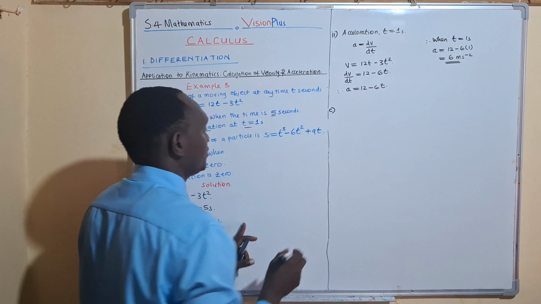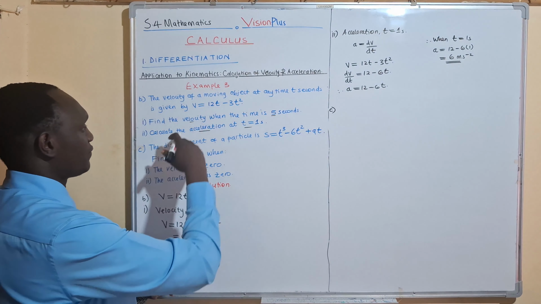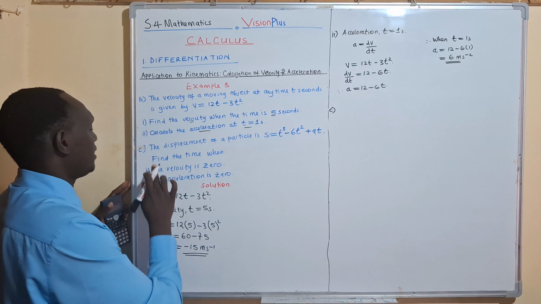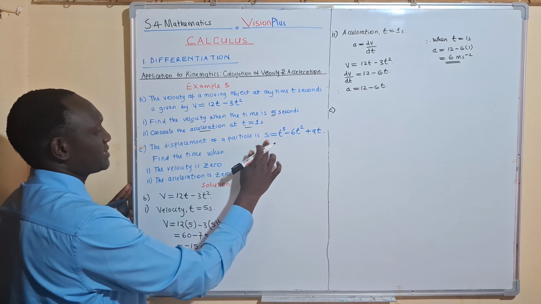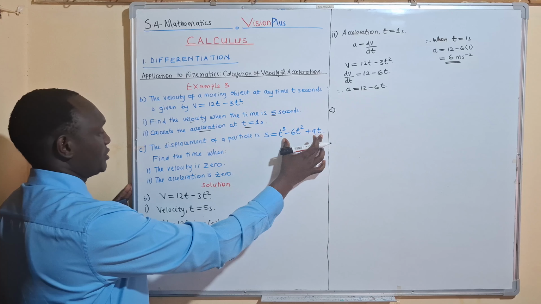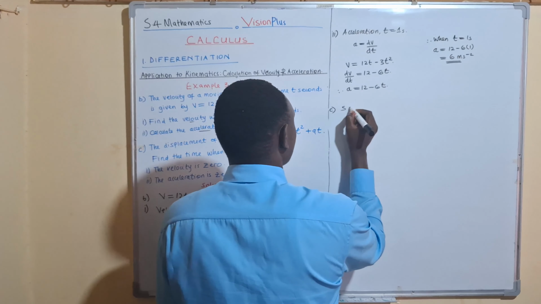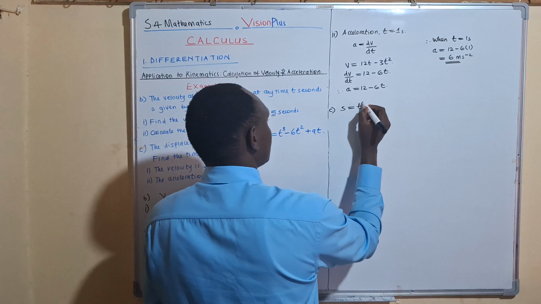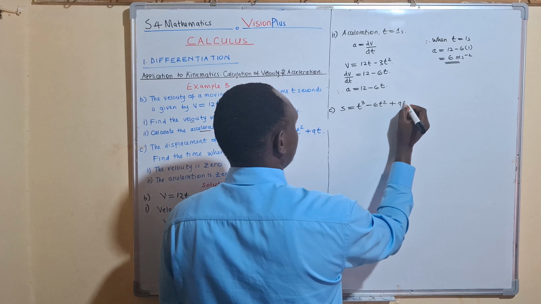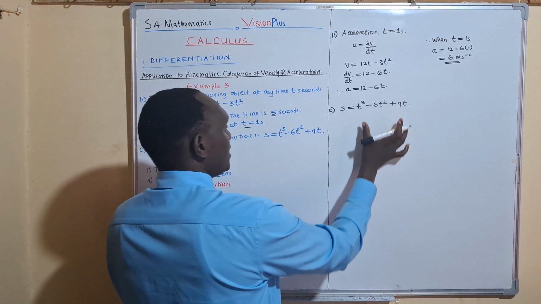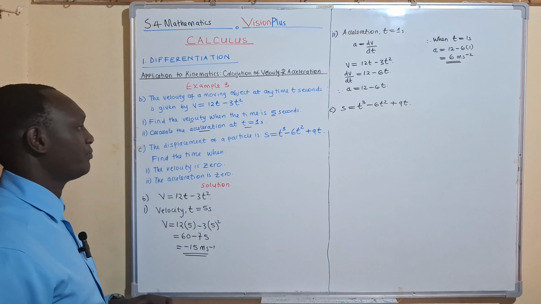Going to part C. Part C is a different question from part B, so you forget about part B. Part C says that the displacement of a particle is given by this expression. Our displacement of the given particle is 3t cubed minus 6t squared plus 9t. This is the displacement of the particle at any time.